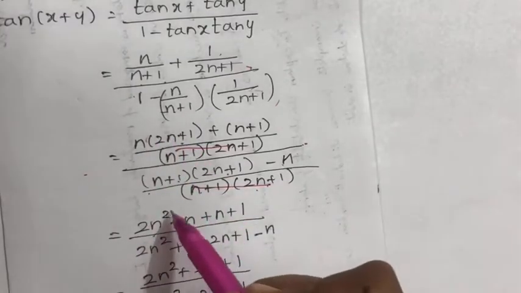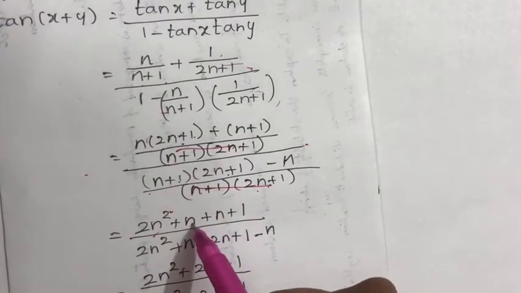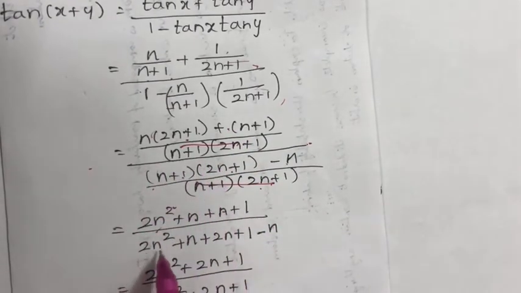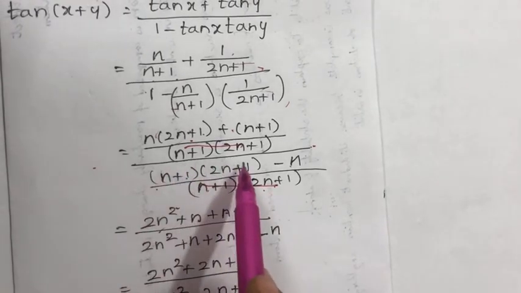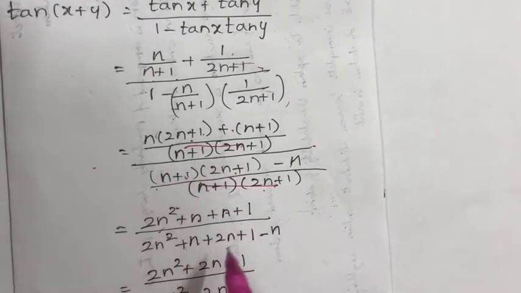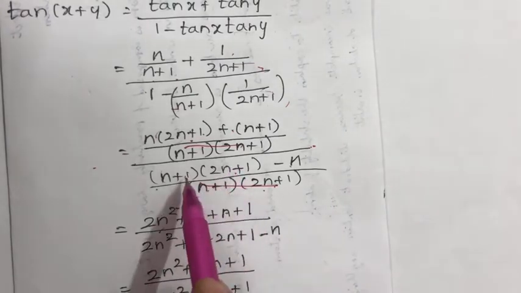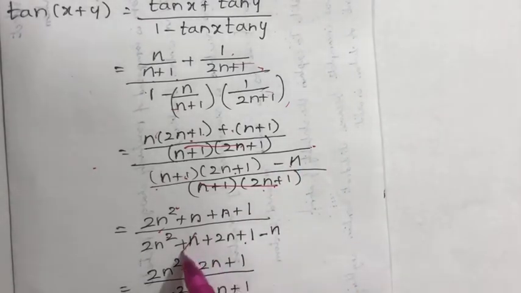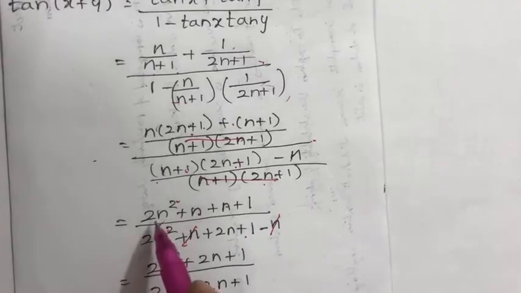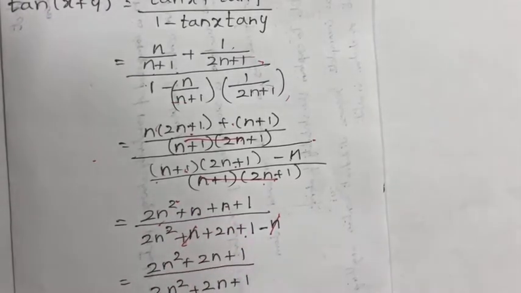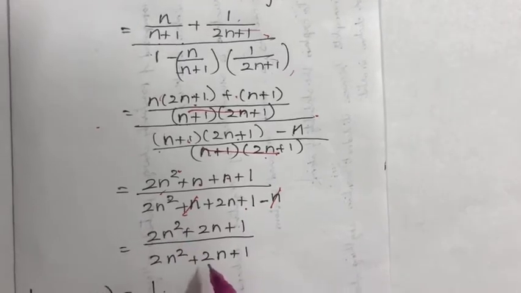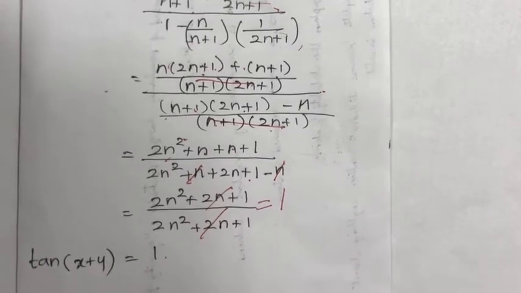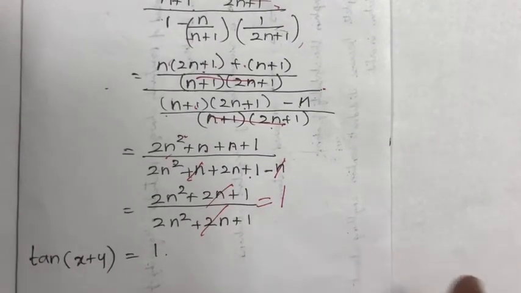n into 2n, that is 2n square, plus 1 into n, it is n. Similarly, plus n plus 1. Here, n into 2n, that is 2n square. So n into 1, it is plus n. 1 into 2n, that is plus 2n. Here, 1 into 1, it is plus 1 minus n. So here plus n and minus n will get cancelled. 2n square plus 2n plus 1. Denominator also 2n square plus 2n plus 1. These two things will get cancelled and it is equal to 1. So tan(x plus y) is equal to 1.